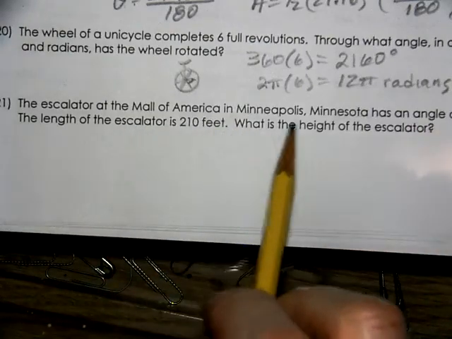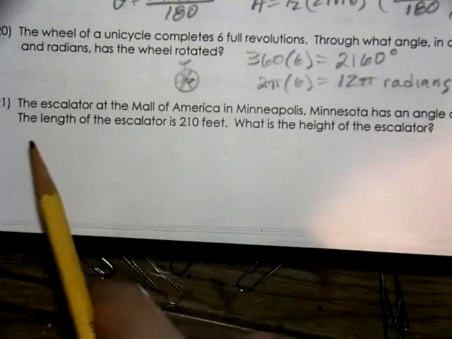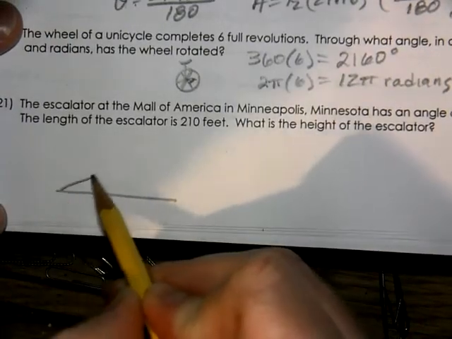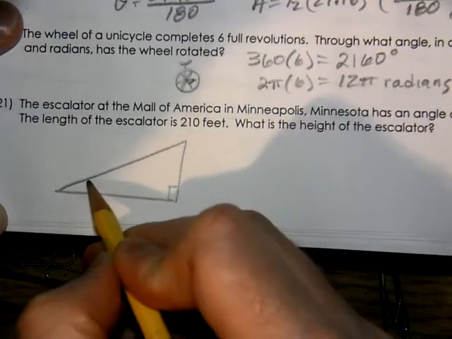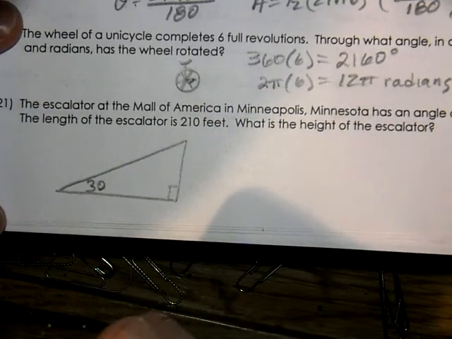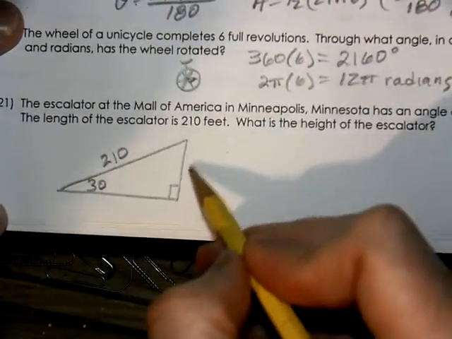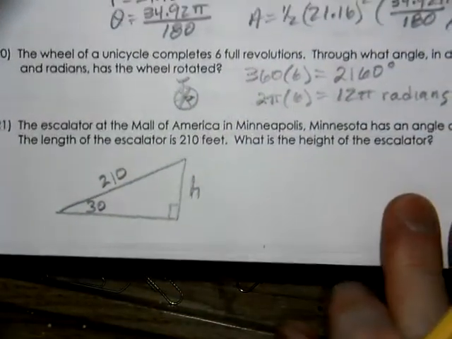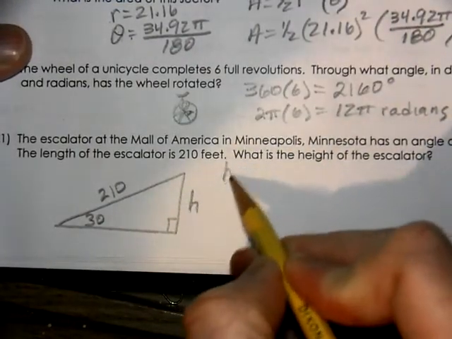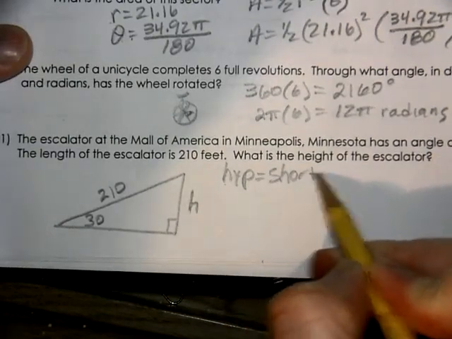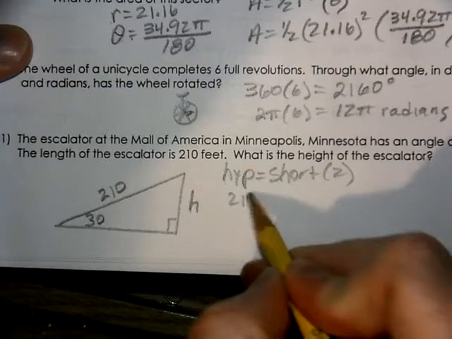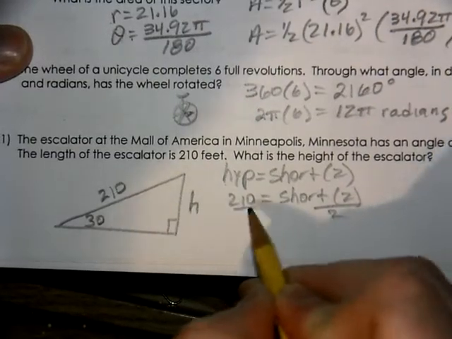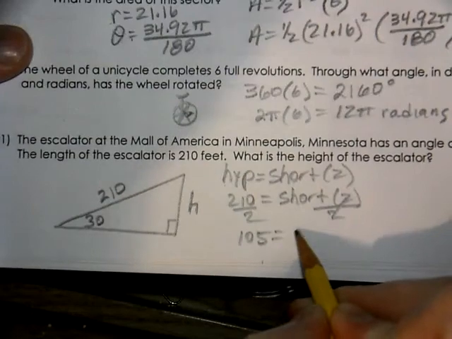The escalator at the Mall of America in Minneapolis, Minnesota, has an angle of elevation of 30 degrees. The length of the escalator is 210 feet. What is the height? 30 degrees, 210 feet. What is the height? Well, this is a 30, 60, 90 triangle. We've learned about 30, 60, 90 triangles. We know that the hypotenuse equals the short leg times 2. So if the hypotenuse is 210, then the short leg, which is the height in this case, we're going to divide by 2 to get 105 for the short leg.